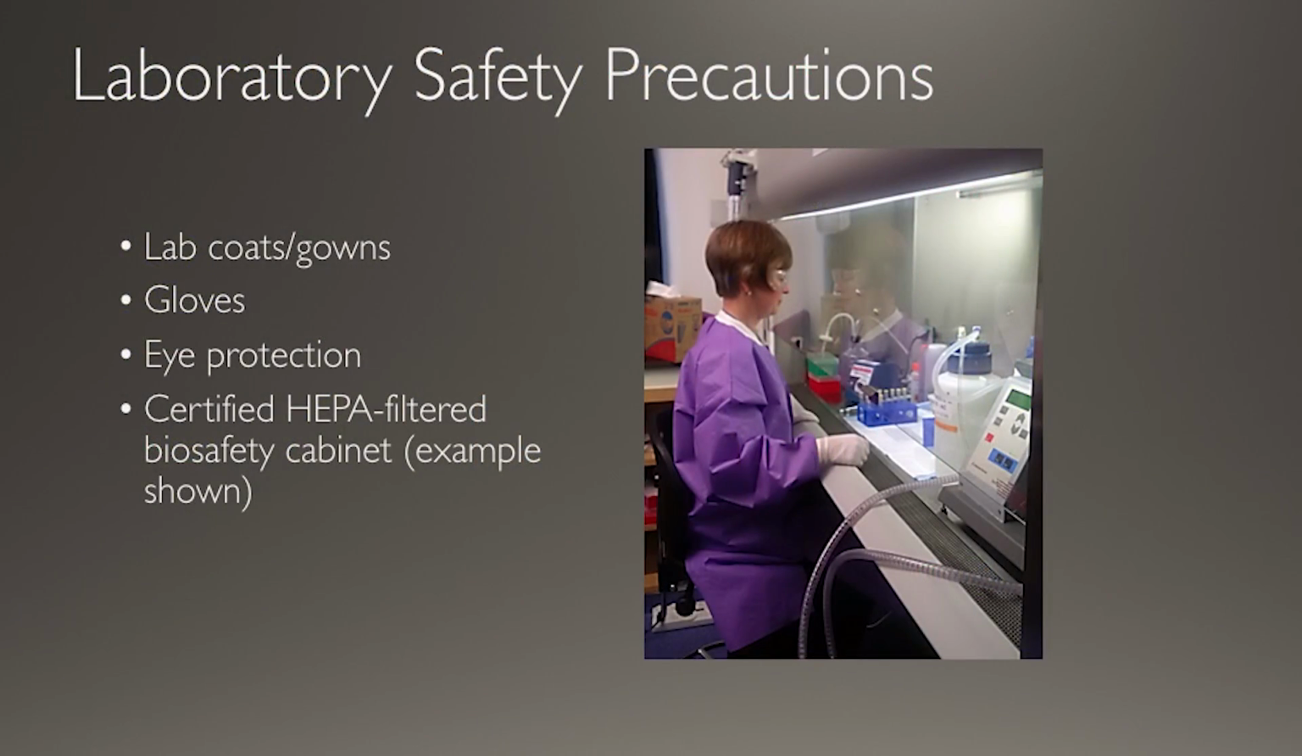The reagents used in the CDC IgM ELISA are all non-infectious. Non-FDA regulated laboratories may use infectious antigen, although this is not recommended. Laboratory safety precautions include the use of lab coats or gowns, gloves, eye protection, and certified HEPA-filtered biosafety cabinets. It is recommended that manipulations of the specimens and plate washing are performed in the biosafety cabinet, and that liquid waste is decontaminated using bleach prior to disposal.